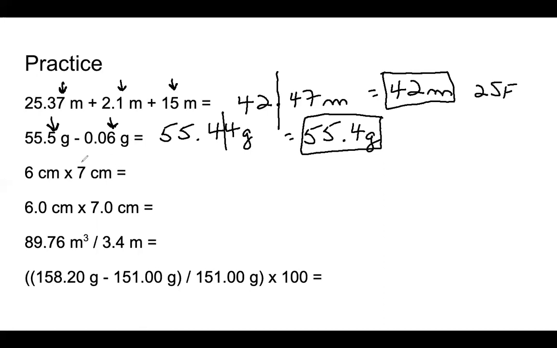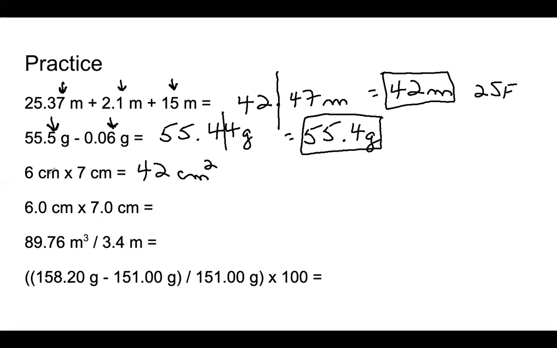All right, for our next one, 6 times 7. Everyone knows their times tables. 6 times 7 is 42. Centimeters times centimeters is centimeters squared. But this is not the answer to this problem. We haven't figured out our sig figs yet.